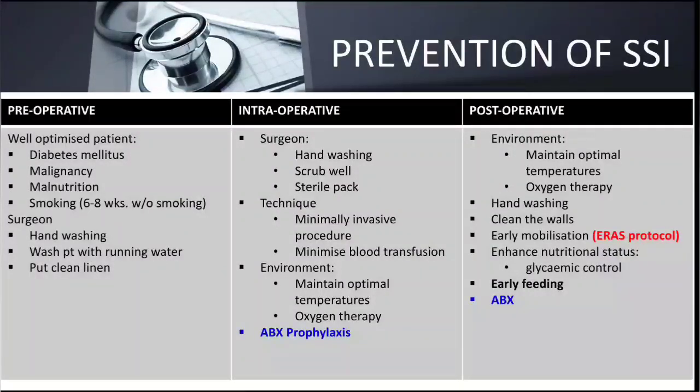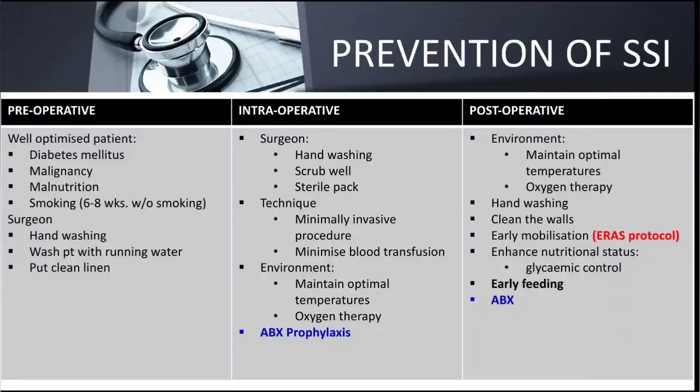If someone is diabetic, we make sure there is proper glycemic control. If someone is malignant, we make sure we intervene. If someone is malnourished, we make sure we address that before the surgery. If someone is smoking, we would encourage the person to quit smoking for 6 to 8 weeks. However, we can also use nicotine patches. I saw another literature which said 4 weeks, but 6 to 8 weeks is a good range.